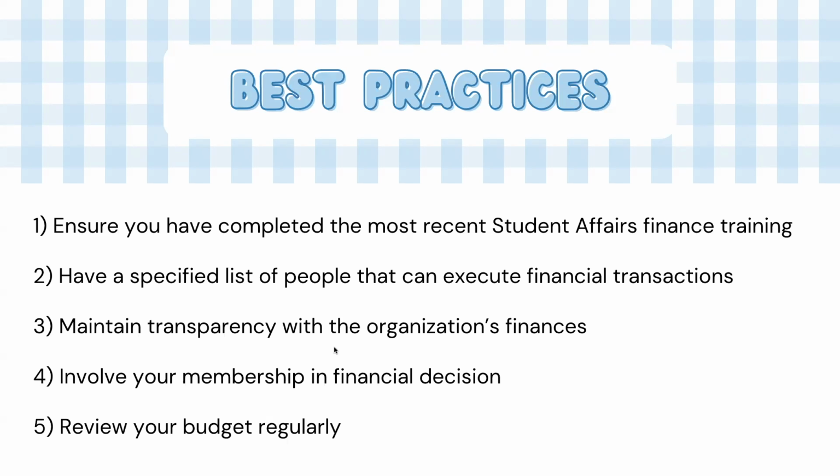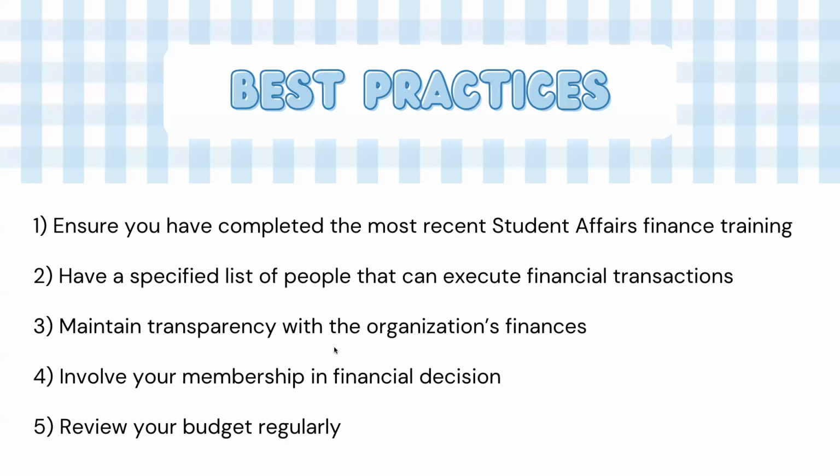Second best practice, have a specified list of people that can execute your financial transactions. If everybody in the organization or everybody on your exec board has the ability to do your finances, it gets really confusing to have so many cooks in the kitchen, and it's really hard to know what money is coming in and going out of your organization. So having designated people that are responsible for your finances, such as a treasurer or a CFO or an authorized spender, that way, you know exactly who is spending out of your accounts, and you don't come up short later when you anticipated having money in your account.